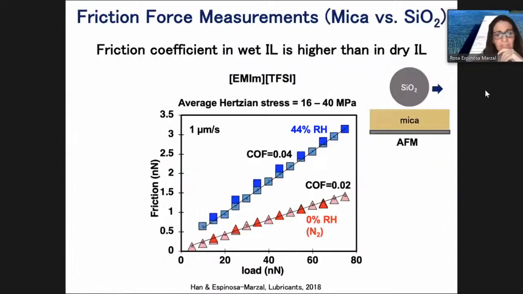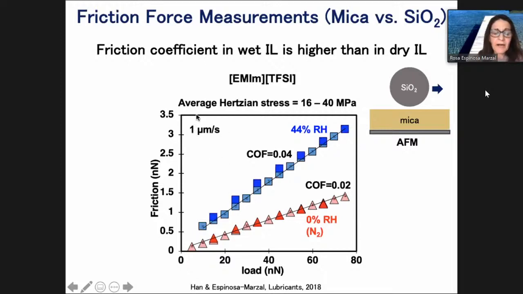So what happens now with the friction force? These measurements were carried out by colloidal probe AFM. This is a silica colloid sliding along a mica surface. The diagram shows the friction force as a function of the normal load for the same ionic liquid, either equilibrated with dry air or with humid air. And you can see that the coefficient of friction increases by a factor of about 2.